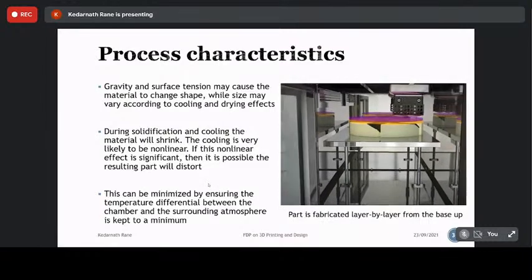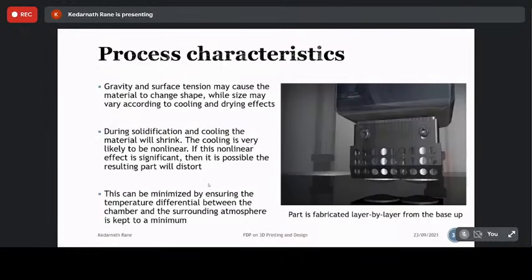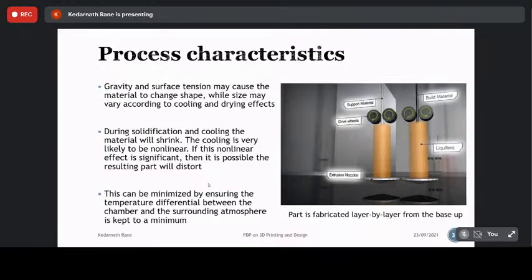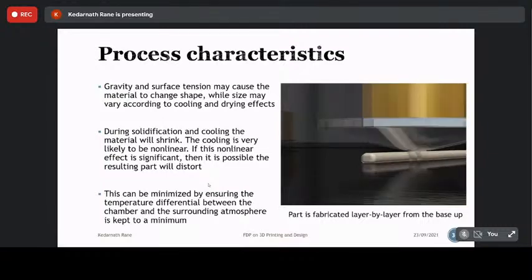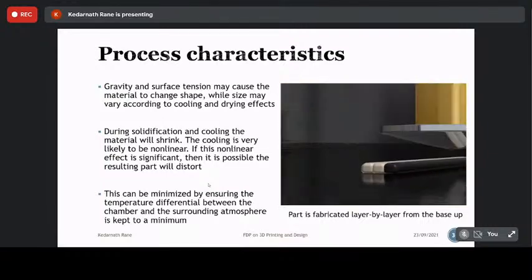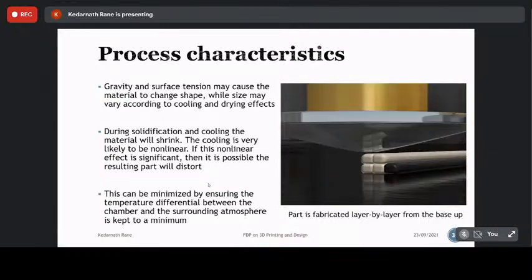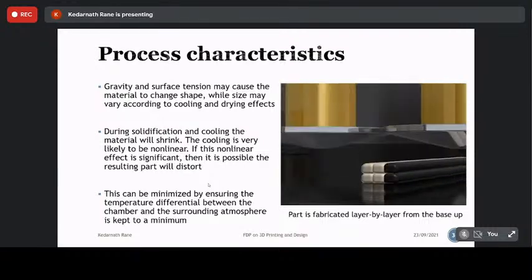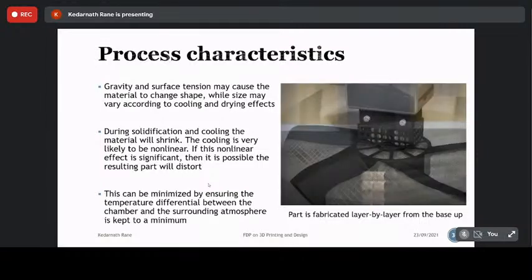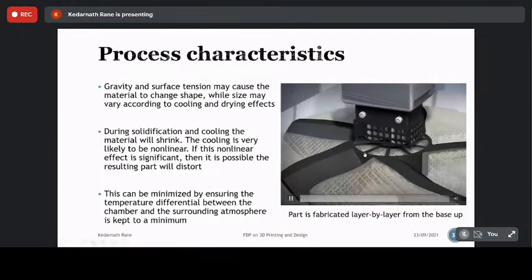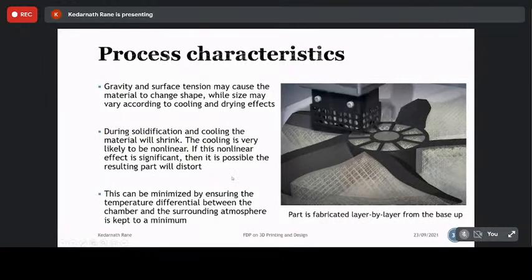When we consider the temperature and different chambers, you require a surrounding atmosphere. As I said, the system requires steady state conditions or customized conditions, so that you can fulfill the operational requirements for deposition as well as the stability of the part.